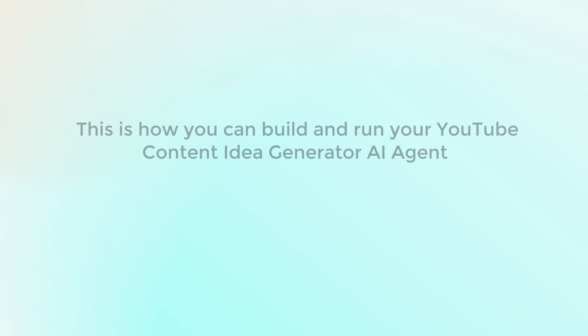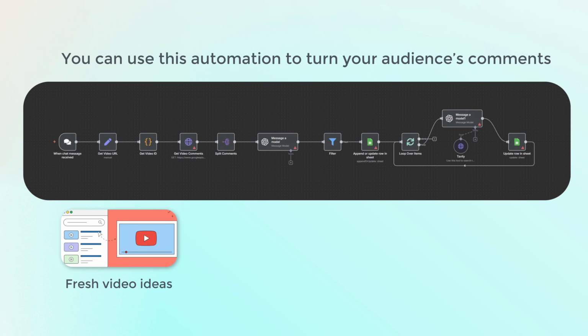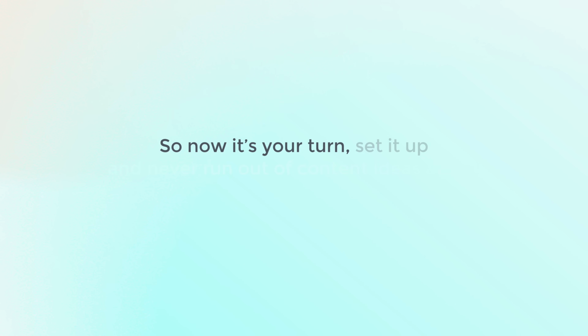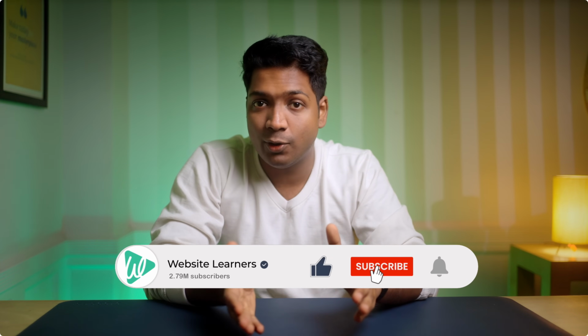So that's it guys. This is how you can build your own YouTube content idea generator AI agent using n8n. You can use this automation to turn your audience's comments into fresh video ideas, research trending topics automatically, and keep everything neatly organized in Google Sheets. So now it's your turn. Set it up and never run out of content ideas again. So that's it guys. Your n8n automation is ready.